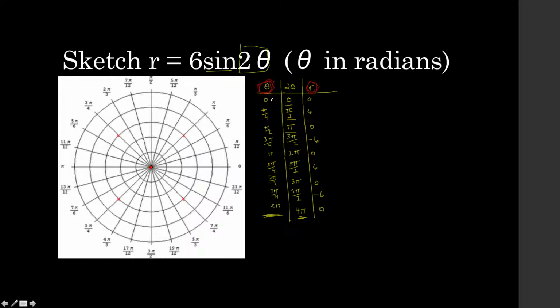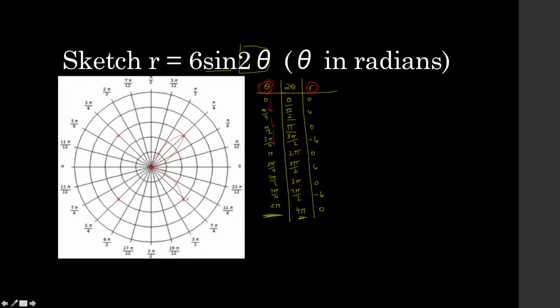From 0 to pi over 4, we're increasing. Pi over 4 to pi over 2, we're decreasing. Pi over 2 to 3 pi over 4, we're decreasing.